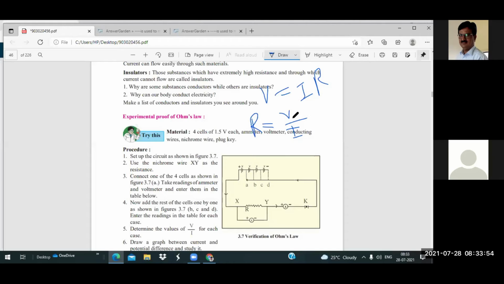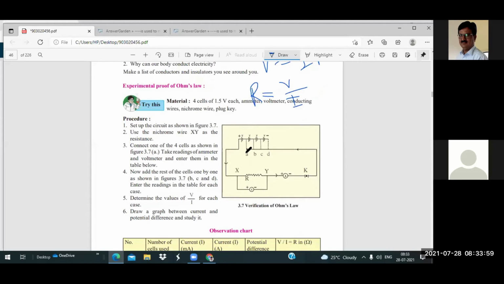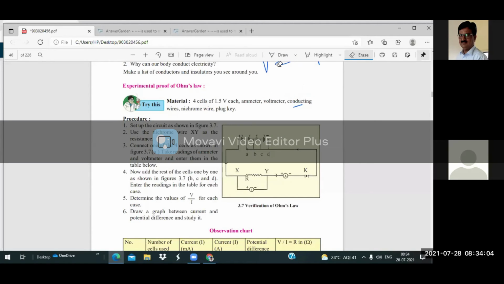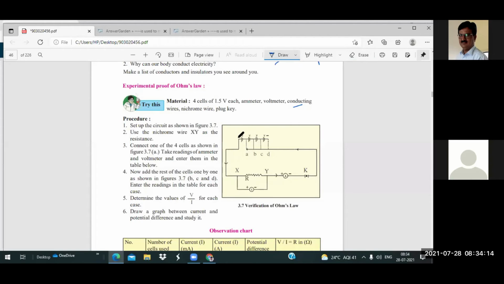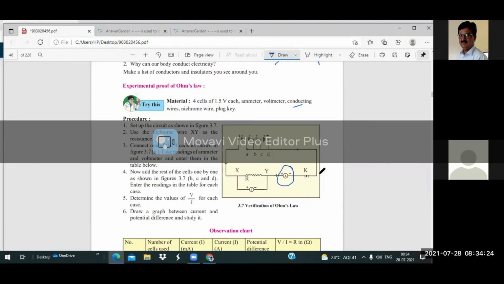We have seen the statement, and in this figure we have the experimental proof of Ohm's law. What we have to do is take 4 different cells, V1, V2, V3, V4. Here a potential difference is applied, and here resistance is applied. A is the ammeter for measuring the current, and K is the key to switch the circuit on or off.